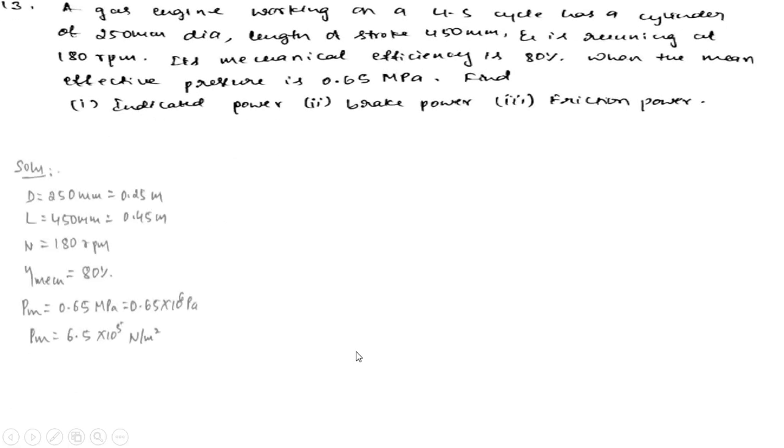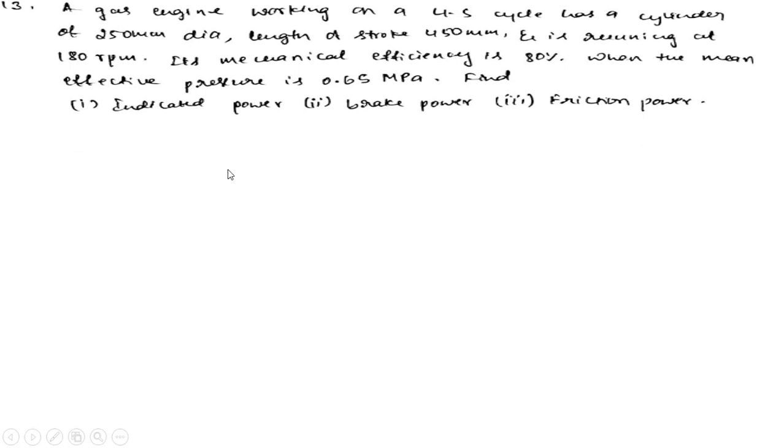Next we'll move to problem number 13. Here a gas engine working on a 4-stroke cycle has a cylinder dia of 250 mm, stroke length 450 mm, turning at 180 rpm. Its mechanical efficiency is 80%. When the mean effective pressure is 0.65 MPa, find IP, BP and frictional power.